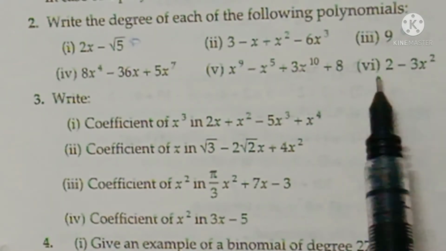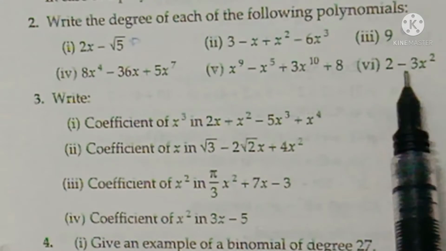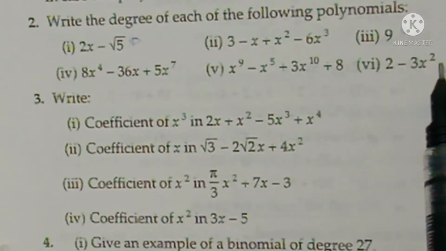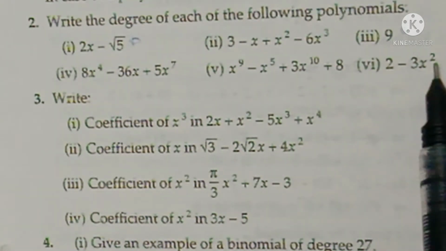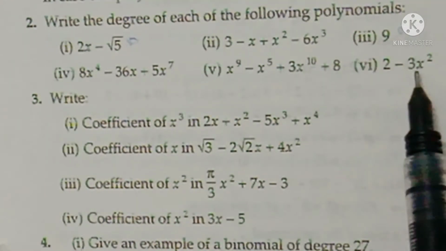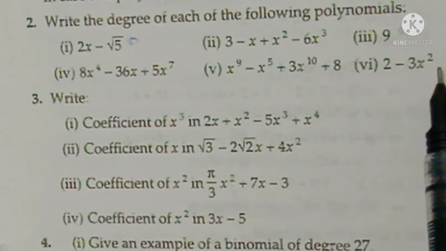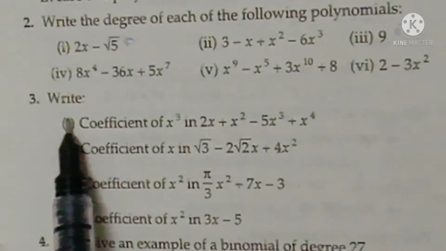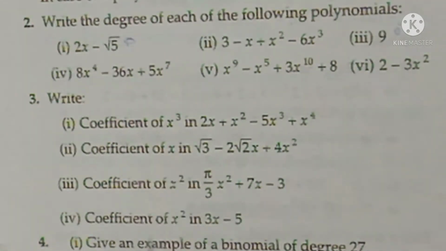And the last part 6, 2 minus 3x square. This is a polynomial of degree 2. So you can write that the highest power of the variable is the degree of the polynomial. Now come to the next part, coefficients.